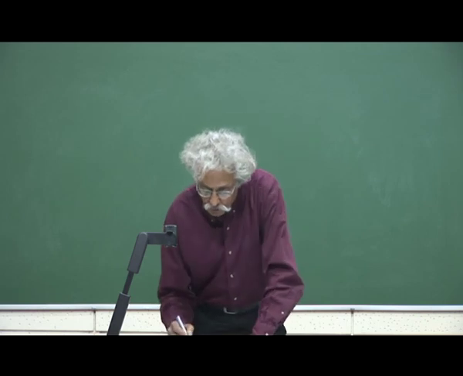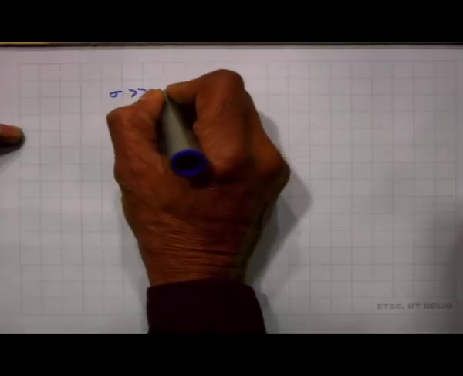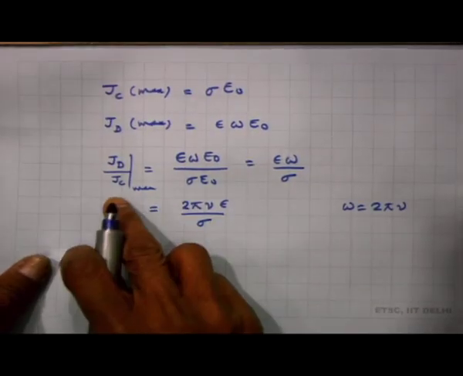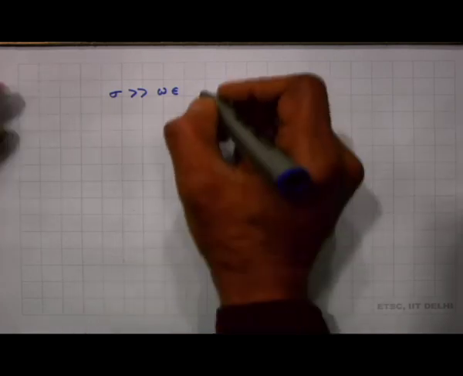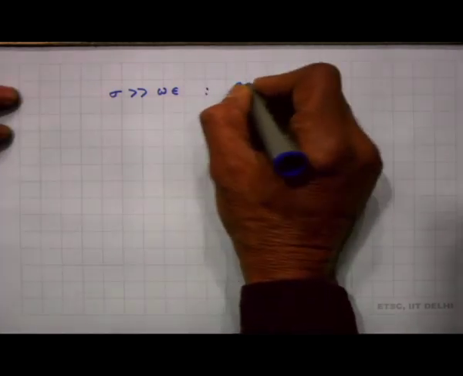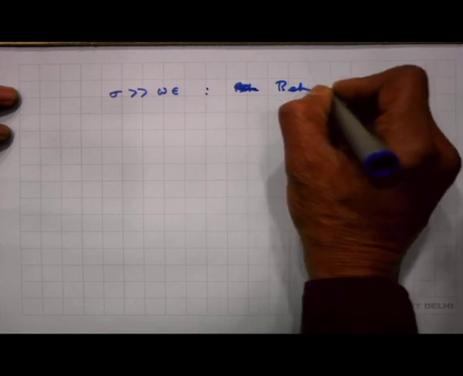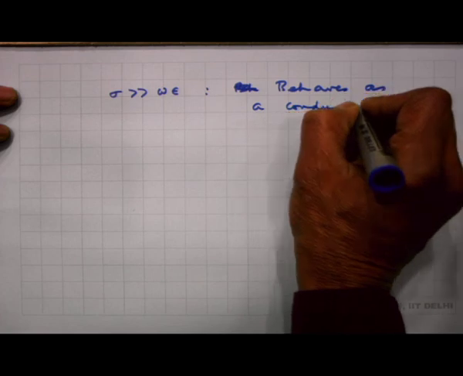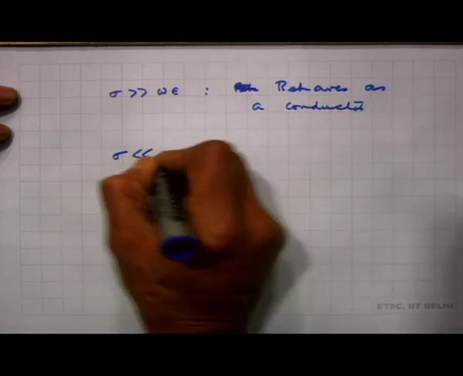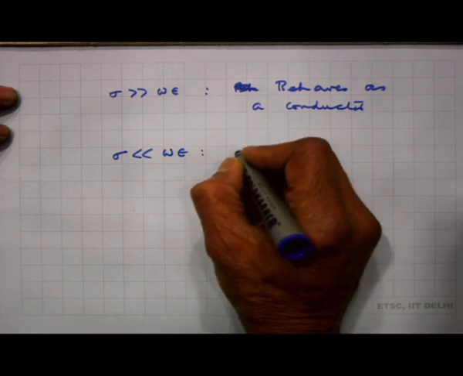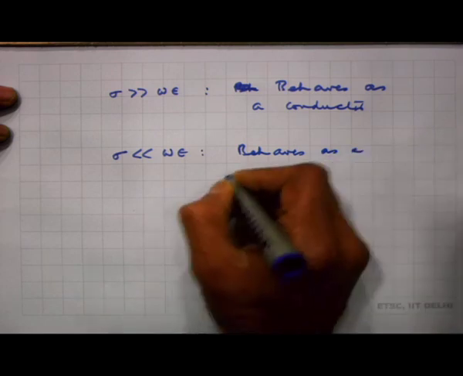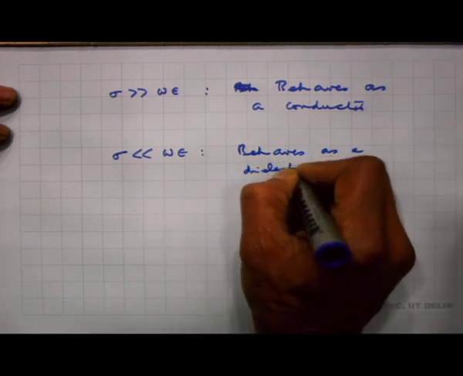So, if you have a situation where sigma is much greater than omega epsilon, then conduction current is much greater than displacement current, then this behaves as a conductor, and if sigma is much less than omega epsilon, then this behaves as a dielectric.